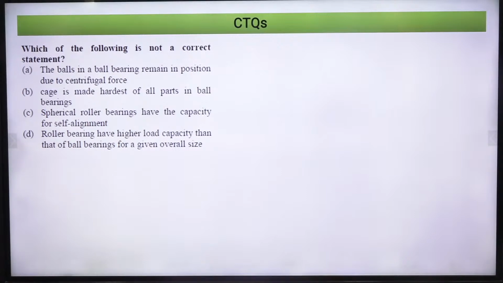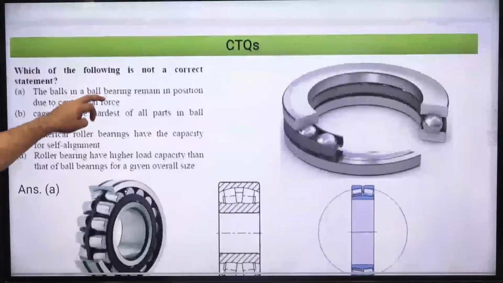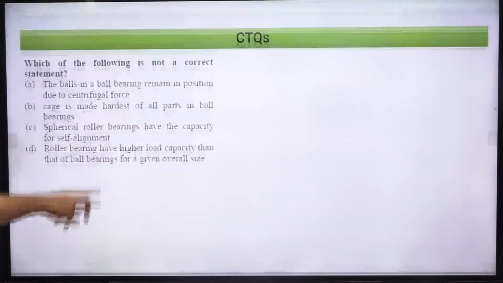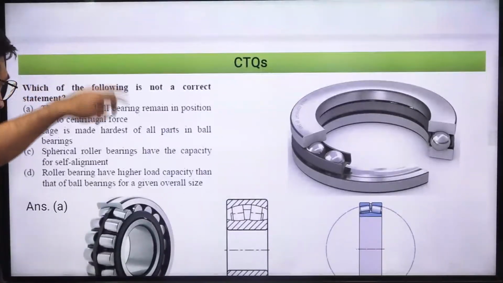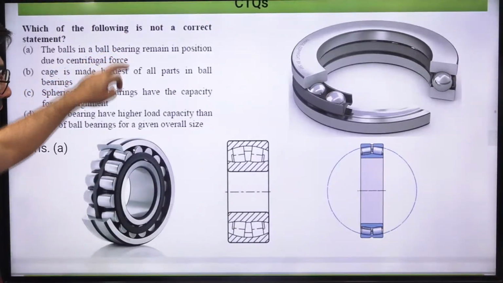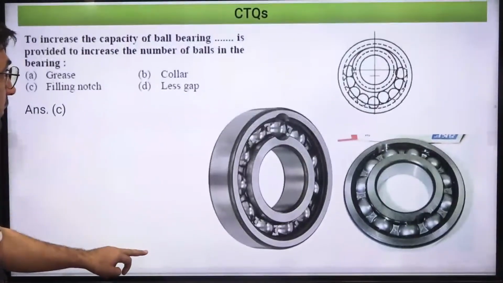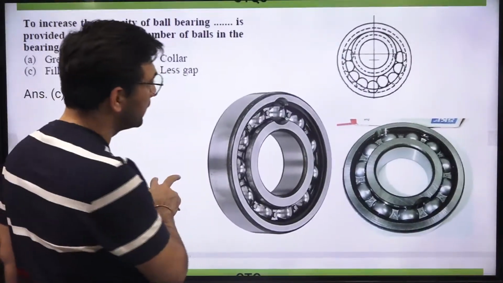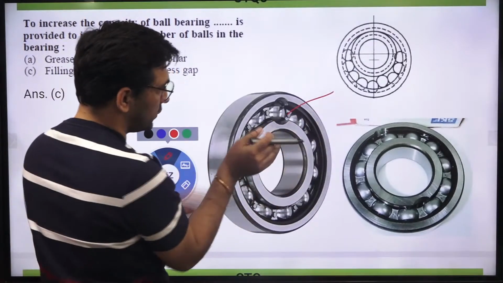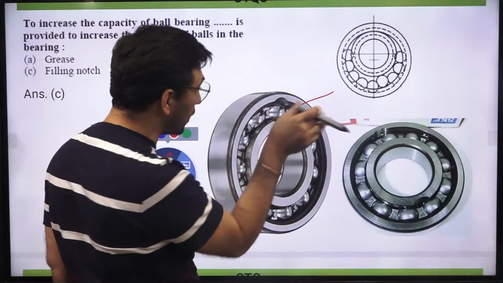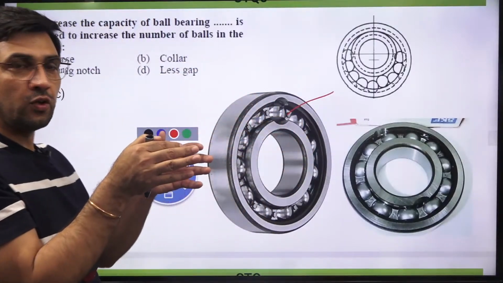So I think most of you are correct, right? The balls in the ball bearing remain in position due to centrifugal force. Where is the role of centrifugal force in retaining the balls? Who is retaining the balls? This is a retainer, this cage, which is holding it. So the retainer or cage is retaining the balls, not the centrifugal force.